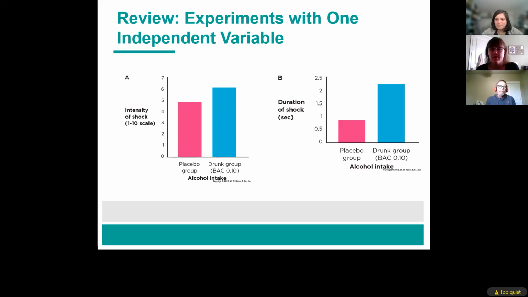Those in the drunk group were more likely to give the longer shocks than the placebo group. Perfect. Yeah, exactly. So that confirms their hypotheses. So here they had one independent variable, whether they were in the placebo group or drunk group, so the alcohol intake, and the dependent variable, they had multiple dependent variables, so duration of shock and intensity of shock.